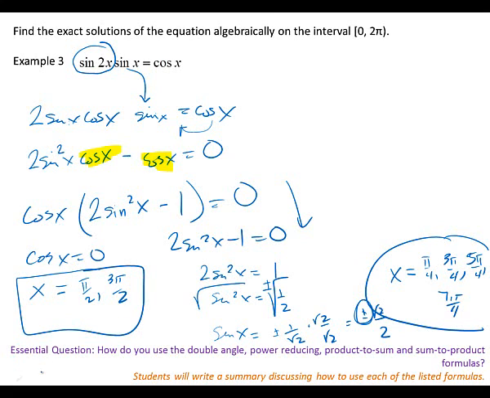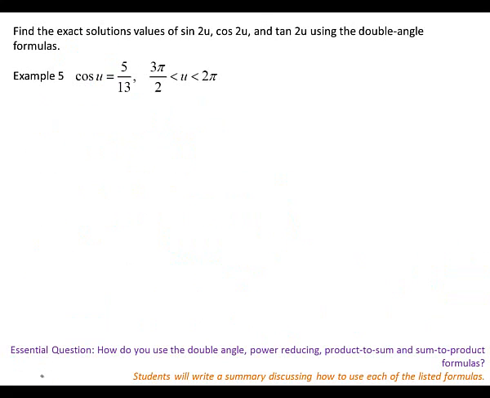Alright, let's look at number 5. So I'm going to skip over 4. Let's look at 5. So find the exact solution for the values of sine 2u, cosine 2u, and tangent 2u. Use the double angle formulas. Alright, they gave me the cosine. Notice they told me some other information. They told me where it's valid in. So they're saying that it's in between 3 pi over 2 and 2 pi. So my numbers are valid here in quadrant 4.